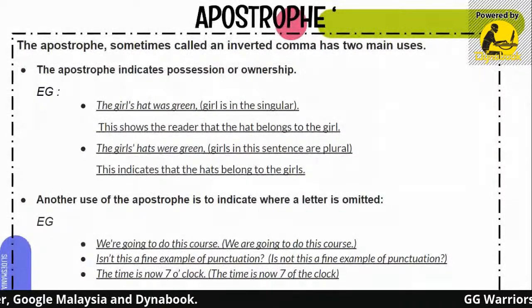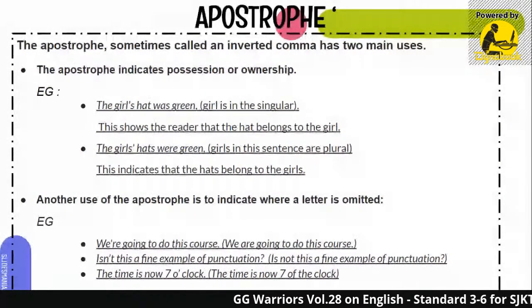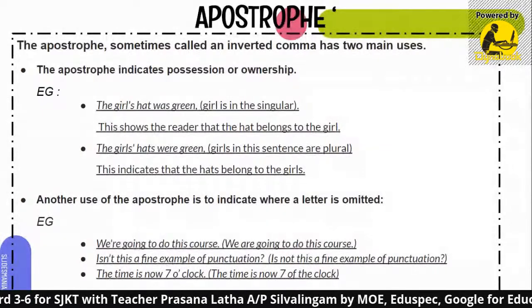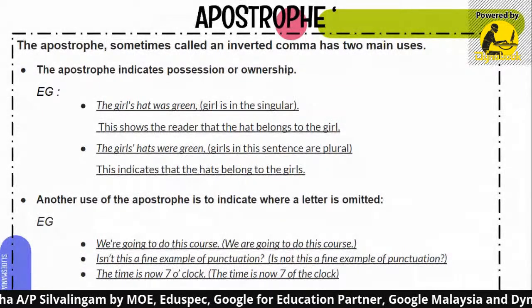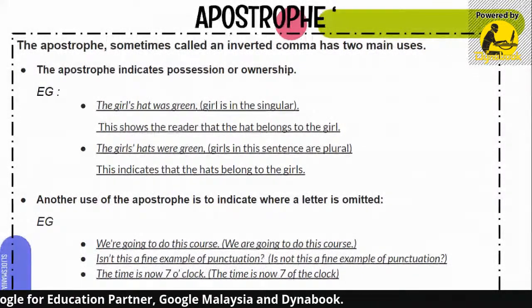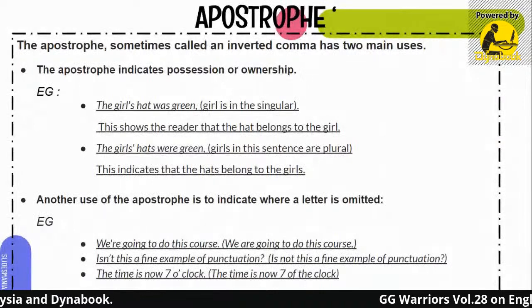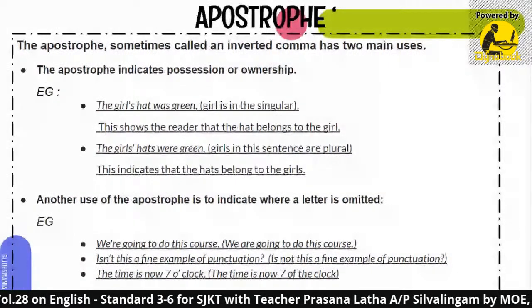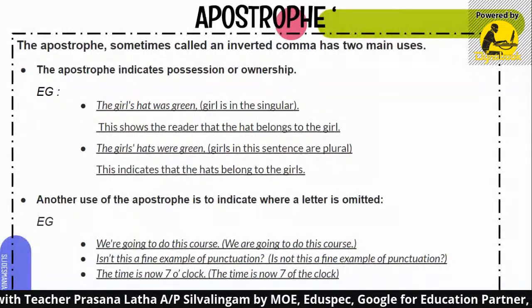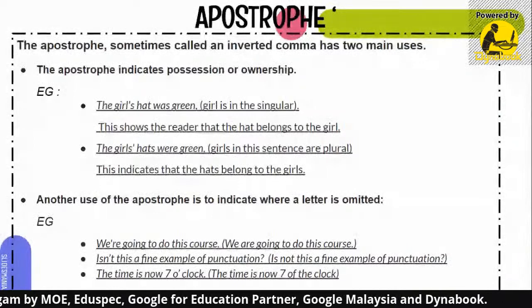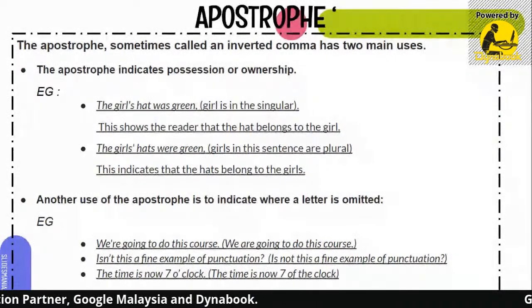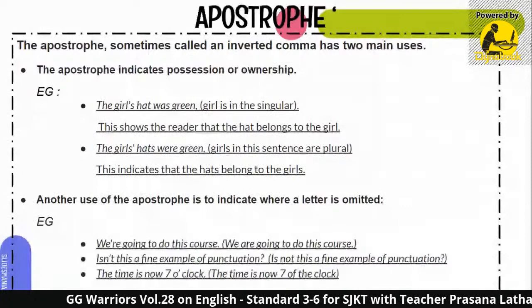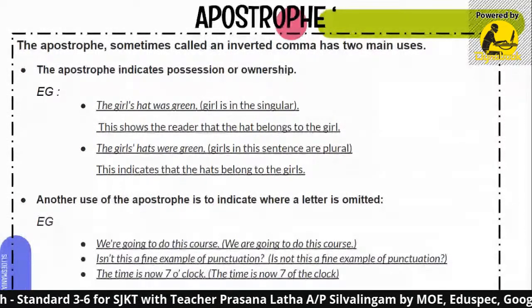Okay, when we are writing a sentence to indicate possession or ownership, we have two things that we have to consider. First is whether the subject is singular, or the second one is whether the subject is plural. Because when the subject is singular, the place of apostrophe changes, and it's different for when the subject is plural. Okay, the place where we place our apostrophe changes according to the subject. If it's singular, it's placed in one place, and if it's plural, the place we put our apostrophe is different. So let's look at number one. The girl's hat was green.